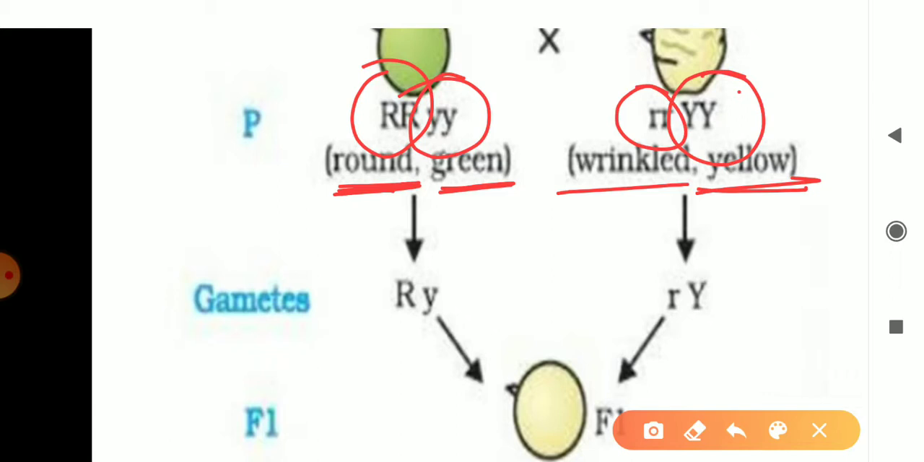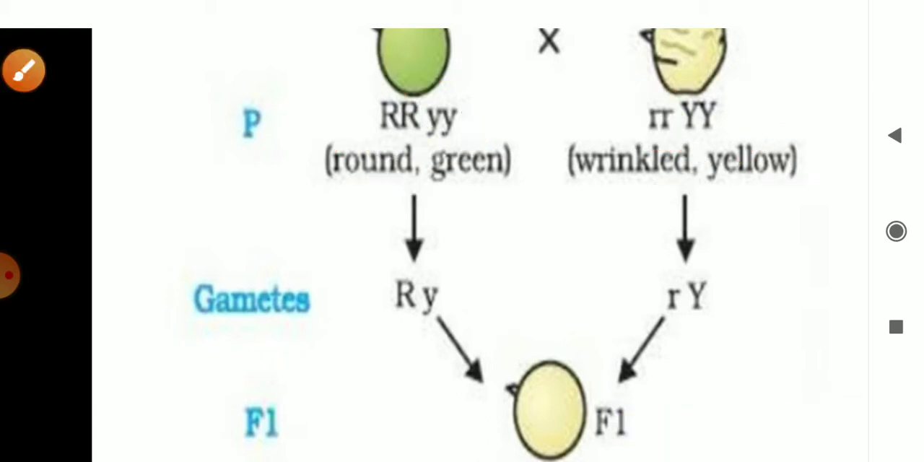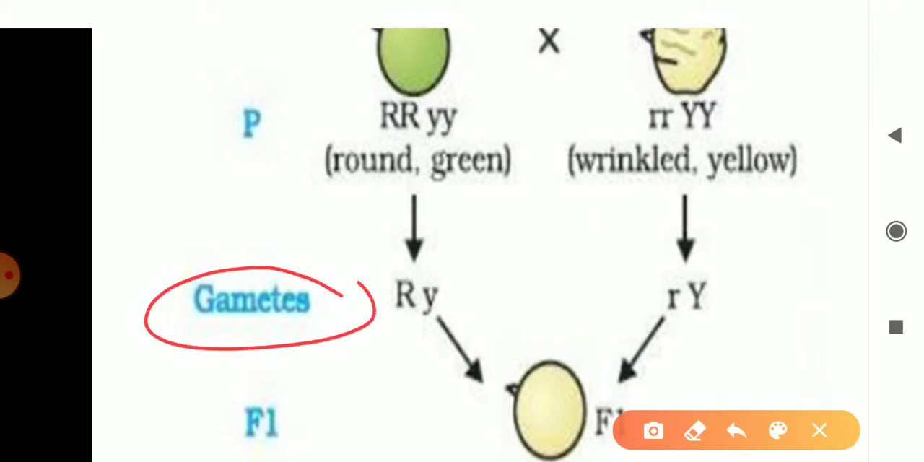As already told to you, dominant traits are always expressed by a capital letter. So round and yellow will be with capital letters, whereas green and wrinkled will be with small letters. So this is what he did. He crossed them. Now, since it is sexual reproduction, it is going to involve gametes, and from the conclusion that he made in the monohybrid cross, it's quite clear.